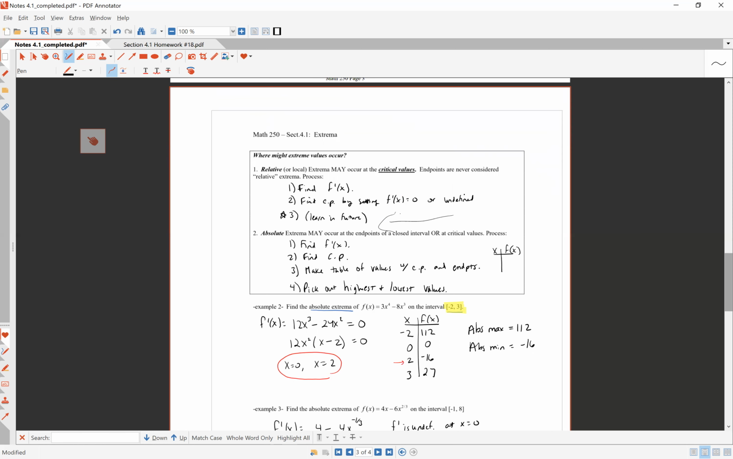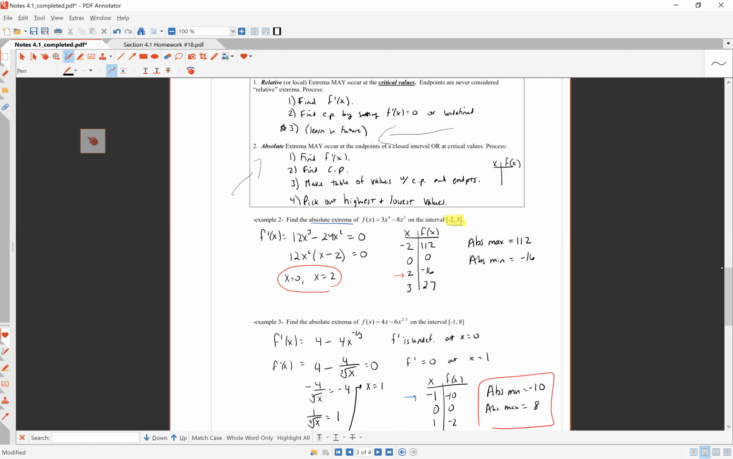Now for the absolute extreme, we're going to consider the endpoints. You just kind of create a table. You find the critical points, and you also identify the endpoints, make a table, and look at the values of f of x, because now we're trying to find the absolute minimum and absolute maximum. So you find all the critical points, you consider the endpoints, make a table, and then you just see where the second coordinate is the largest or the smallest.